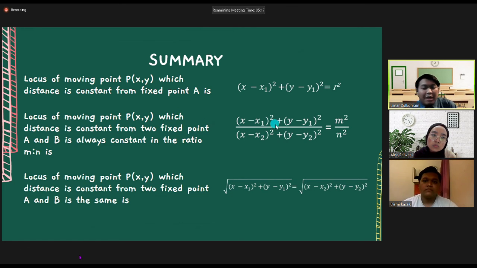You have to do the ratio. So you have PA over PB equals m to the power of 2 over n to the power of 2. And the third one is the locus of moving point P(x, y) whose distance from two fixed points A and B is the same. So the ratio is 1 to 1, then you can bring PB above, and you have PA equals PB, then you will get this kind of equation.